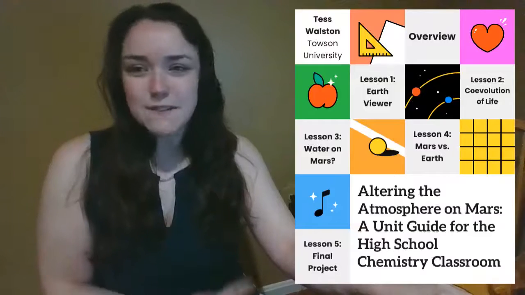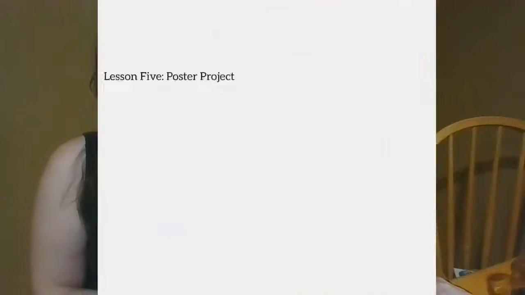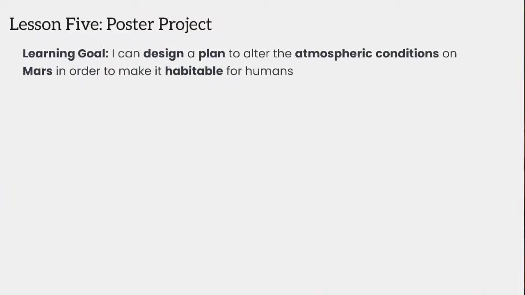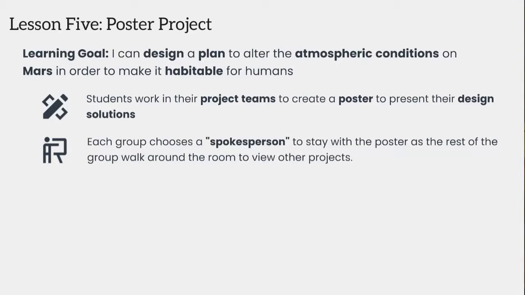Now that students have all the baseline information that they need, they're able to start their work on designing a solution. Lesson 5's main focus is for students to design a plan to alter the atmospheric conditions on Mars in order to make it habitable. Students use all the knowledge they acquired in the previous 4 lessons and work in teams to design the plan. When all the groups are done, they will choose one student to be a spokesperson for their group, and everyone else will walk around the room to view the other projects. The spokesperson is there to answer questions that the other students may have.